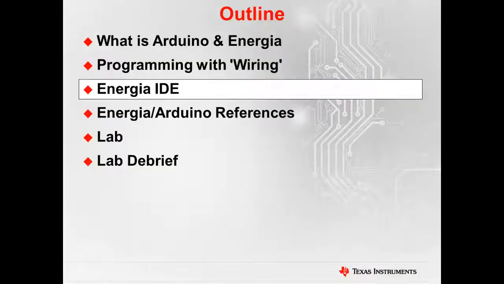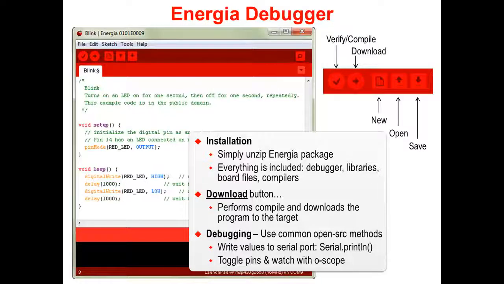The Energia IDE is a very simple tool. It will compile, it will build, and it will download to my board. It's very simple. If I click the download button, which you can see over here on the right-hand side blown up, and also in the IDE, that will build and download to my board if my board is connected to the PC, unless you have errors.